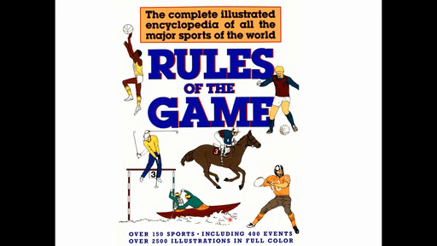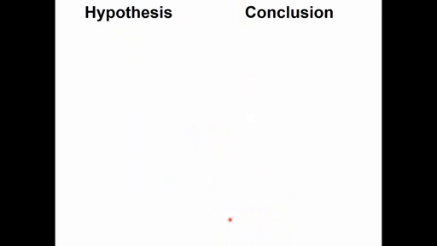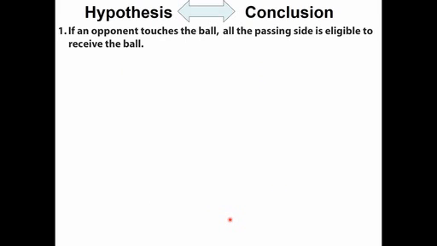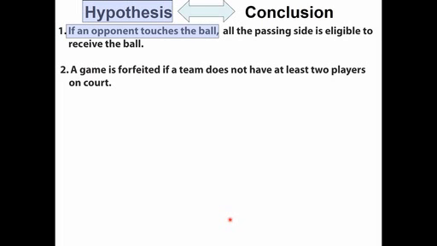I found a book on the rules of the game. It's a little old, as you'll see from the examples, but I've printed out some statements, some rules from that. I'd like you to look for the hypothesis in each one first. Do you see it there? That one's pretty easy. You can see that if an opponent touches the ball. Here's the second one. Where's the hypothesis? Right, there it is, if a team does not have at least 2 players.